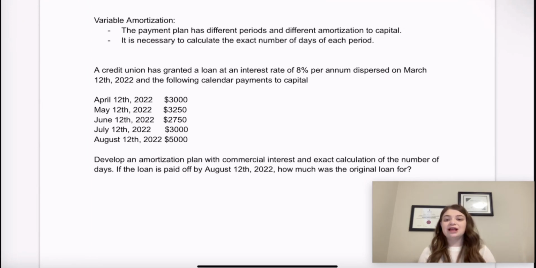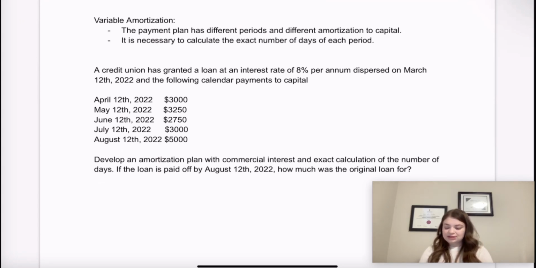And it's necessary to calculate the exact number of days of each period. They can be either commercial or legal. So in commercial, we just do a 360-day year, versus in legal, we would do a 365-day year. So that's the difference there. So let's go ahead and read this example and start this amortization table.